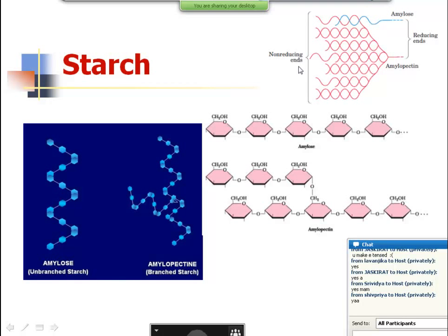Alright, so particularly reducing sugars or non-reducing sugars, we confine to disaccharides or monosaccharides. We do not come to polysaccharides to distinguish whether it's a reducing or non-reducing sugar, because in nature they are not present as individual glucose residues in an open chain structure. They have several conformations in nature which help them carry out their biological role. So because of that, you cannot specifically distinguish them as reducing or non-reducing sugars.